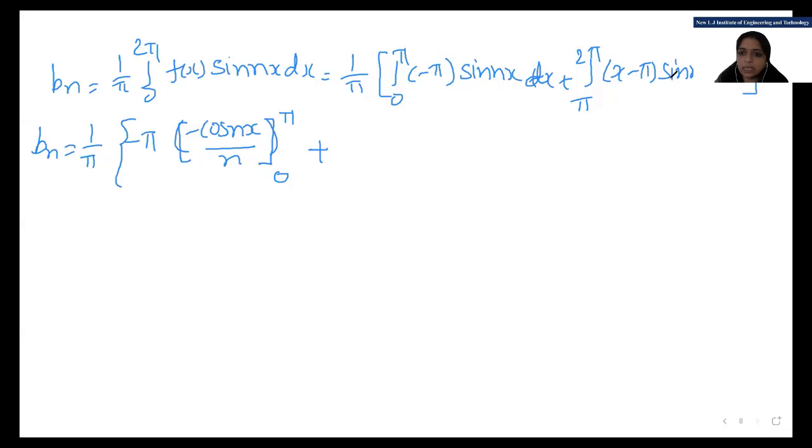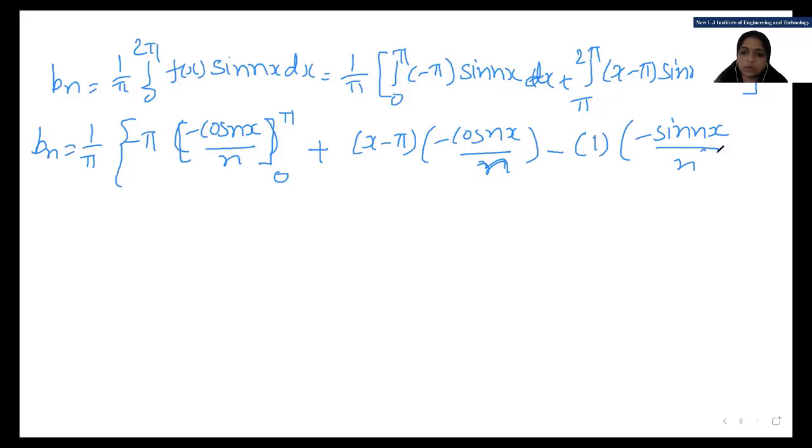Plus, again, the integration of the second term, again we are applying Leibniz rule. So x minus pi, keep it same. The integration of sin nx is minus cos nx upon n, minus the derivative of x minus pi, which is 1. Now the integration of minus cos nx is minus sin nx upon n square.